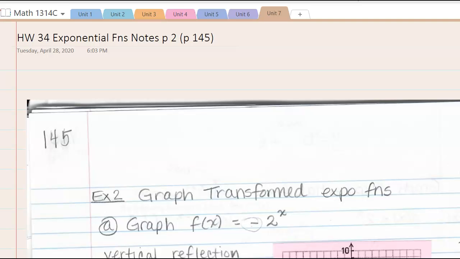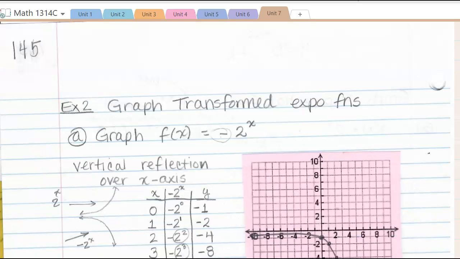This video will cover the second page of notes on the topic of exponential functions. Here our job will be to talk about graphing transformed exponential functions. One of the things I want to remind us of is that an exponential function is in the form y is equal to b^x, where b is the base and x is going to be our exponent.